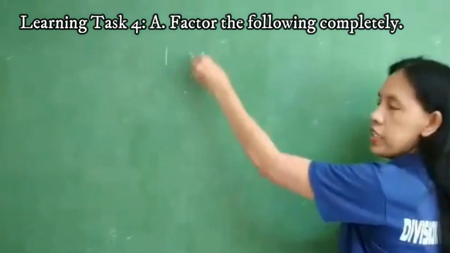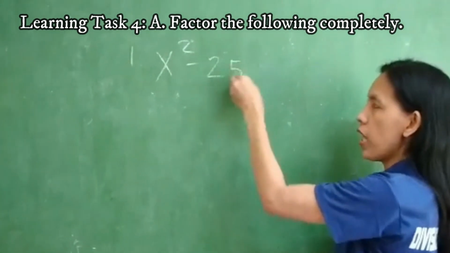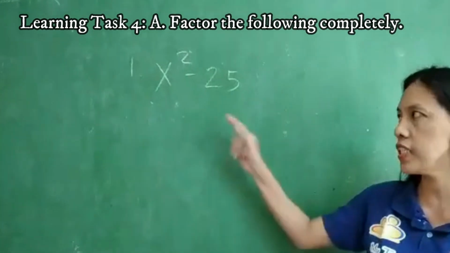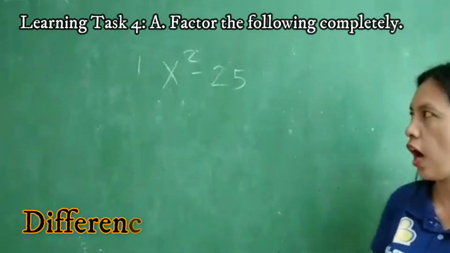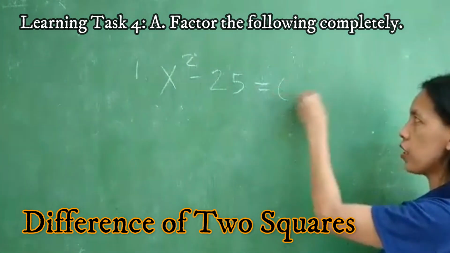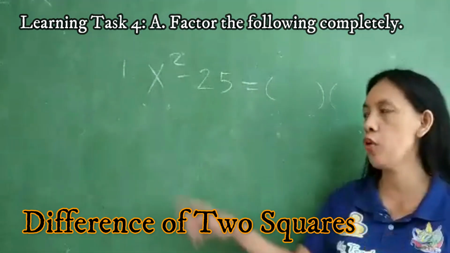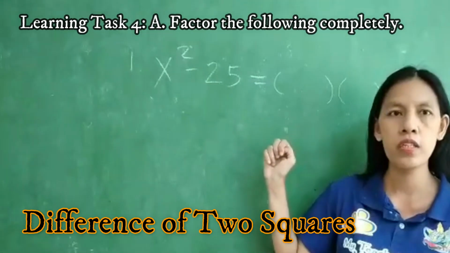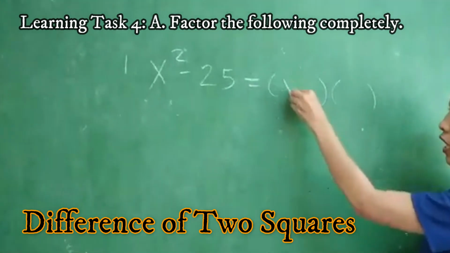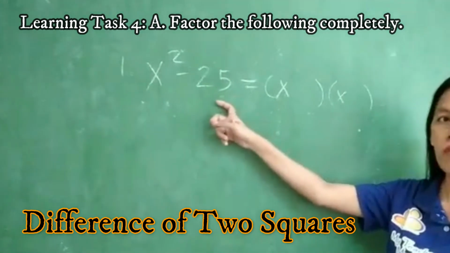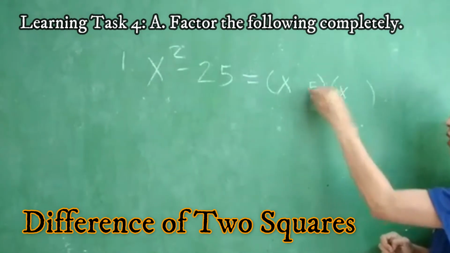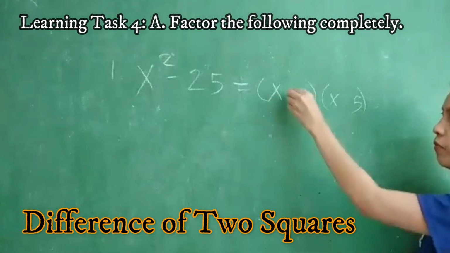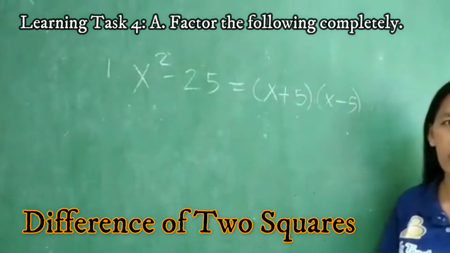We have x squared minus 25. What have you noticed about the given polynomial? Okay, very good. This is difference of 2 squares. How will we factor a difference of 2 squares? Okay, correct. We get the square root of the first term and the square root of the second term, which are x, and for 25, the square root is 5. Since that is a difference of 2 squares, we will use the positive and the negative sign.